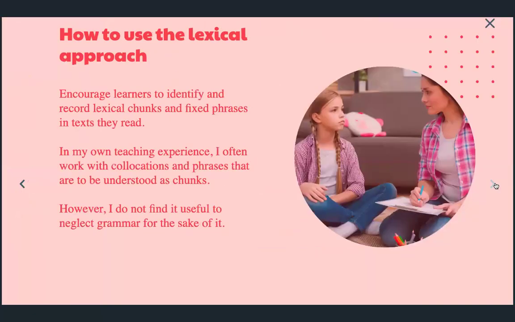Now the question remains, how are we going to use the lexical approach? How can we use this approach in the classroom? A simple activity to incorporate the lexical approach is to encourage learners to identify and record lexical chunks and fixed phrases in text that they are reading. These ideas may be, and in fact, are already being applied in teaching foreign languages, including English, obviously.